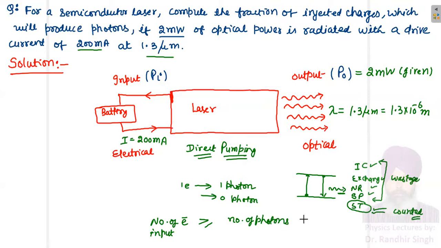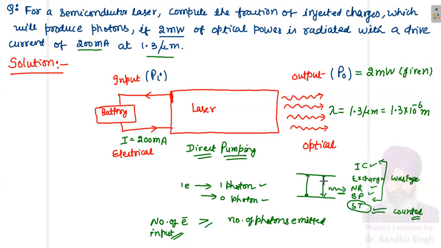I guess you can very easily understand this now, because one electron can emit at the most one photon and at least zero photon. So therefore the number of electrons entering the laser and the number of photons coming out of the laser in a given time will not be the same. Rather, the number of photons will always be smaller than the number of electrons.